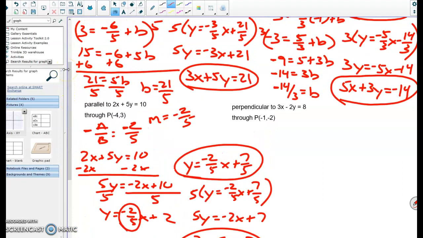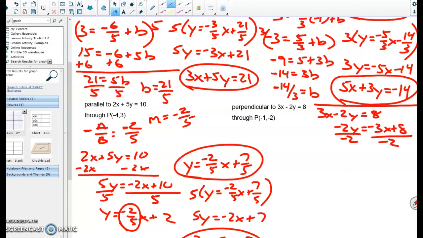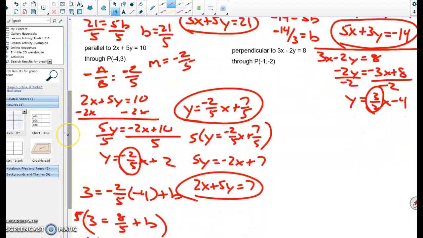With this one, perpendicular, I need to find the slope of that line. 3x minus 2y equals 8. Negative 2y equals negative 3x plus 8. And I'm going to divide everything by negative 2. Y equals 3/2 x minus 4. So my slope is 3/2. I need the opposite reciprocal. So the slope I'm going to really use is negative 2/3.